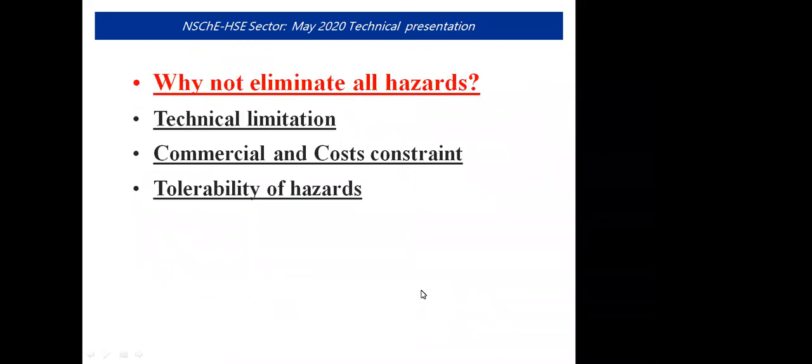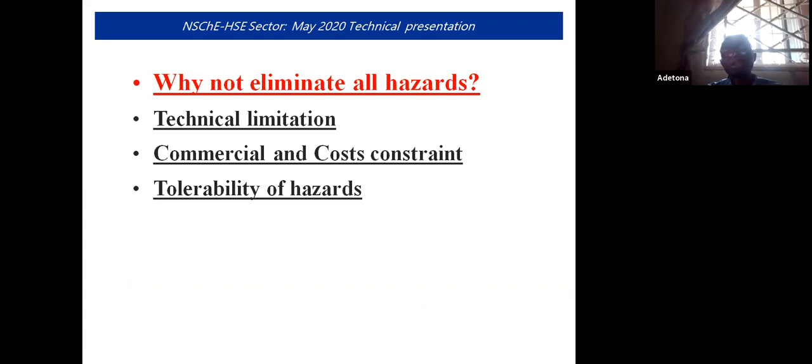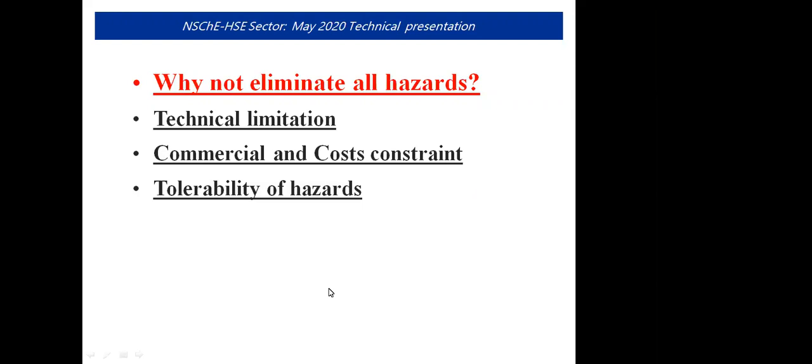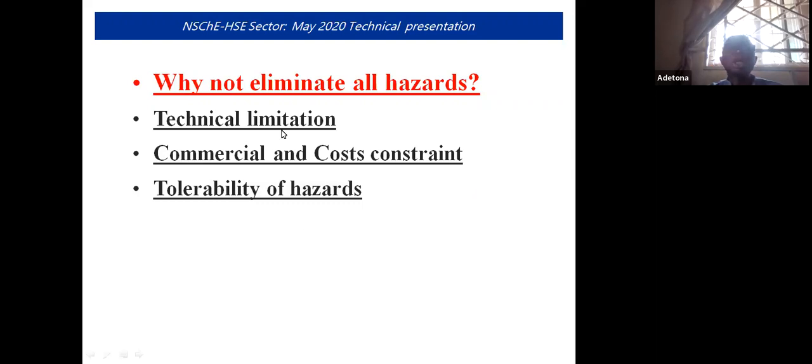Now, why do we not eliminate all hazards? We cannot eliminate all hazards because they have some technical limitations sometimes, and even where they are technically feasible, you have to consider commercial and cost constraints. And of course, some hazards are tolerable. So when you look at all this, you try to minimize the hazard as low as practically possible, and where they are tolerable, we leave them.